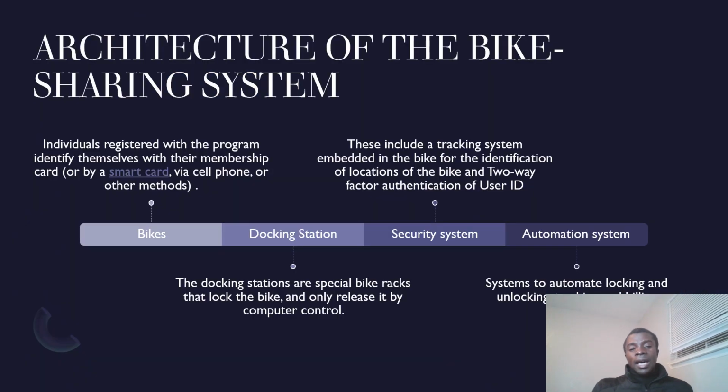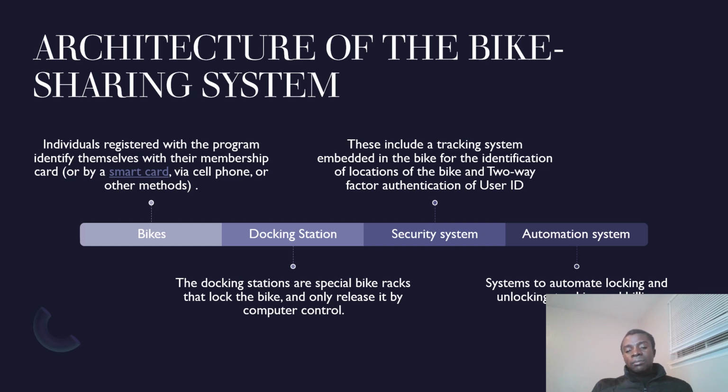Now let's look at the architecture of the bike sharing system. First of all, we need to get to know the biker. That is, individuals register with the program and identify themselves with their membership card or their smart card via their cell phone or other method. And also then we come to the docking stage.